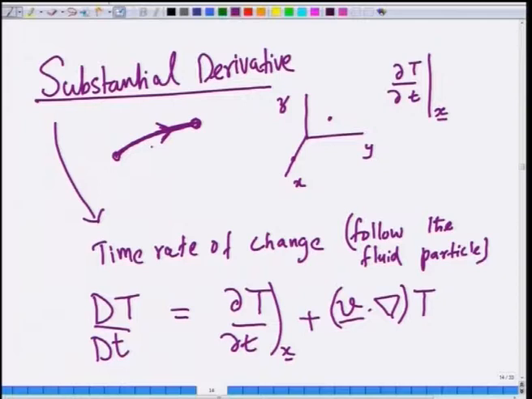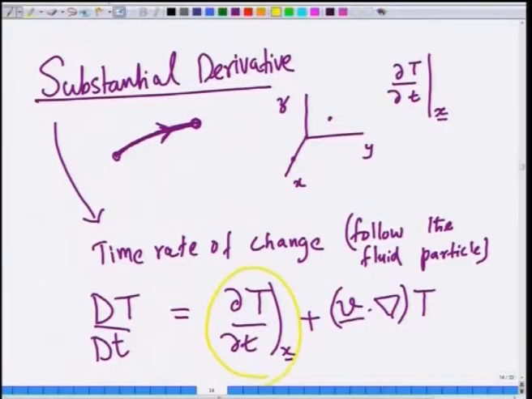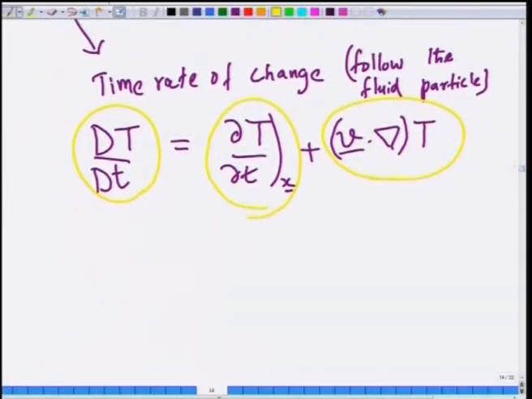If there are spatial gradients in temperature, and you move from a region of lower temperature to higher temperature as you follow the fluid particle, of course, its temperature is going to change. So, this is called the local time derivative, the partial derivative. This is called the convected change in temperature, and the addition of these two will give rise to the substantial derivative of any quantity.